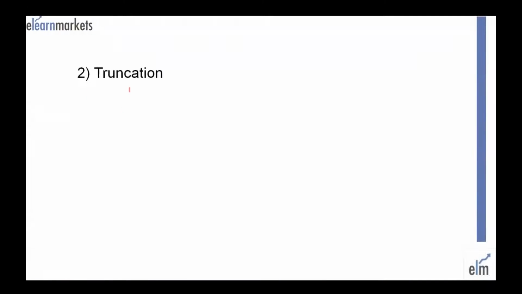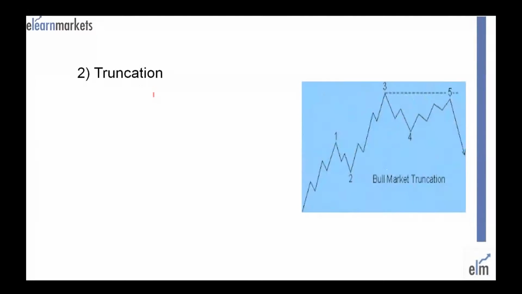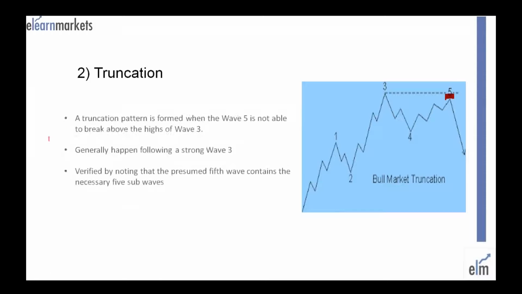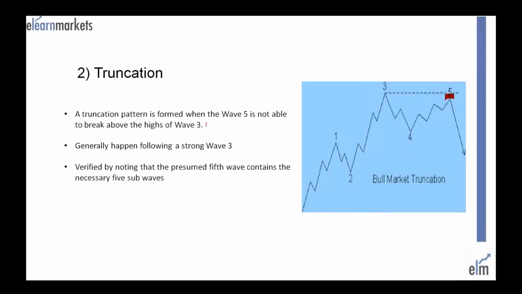Moving on, we will talk about truncation. Since we've already discussed that extensions are exaggerations, truncations are exactly the opposite. They signify the shortfalling of a wave. A truncation pattern is formed when wave 5 is not able to break above the highs of wave 3, which is signified by this particular line. It generally happens following a strong wave 3.